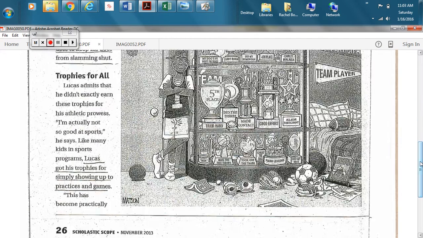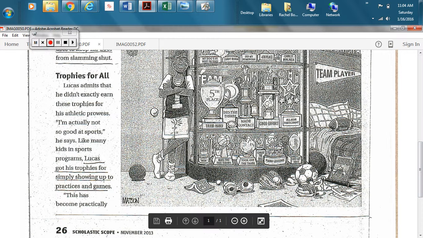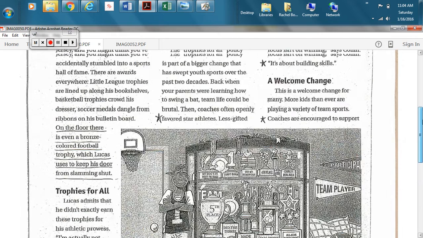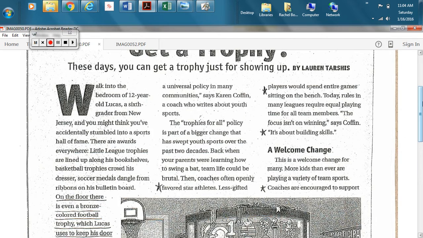We underlined things like "Lucas got his trophies for simply showing up to practice in games," because students wanted to use that as possible evidence that the trophies were not received for any large effort.